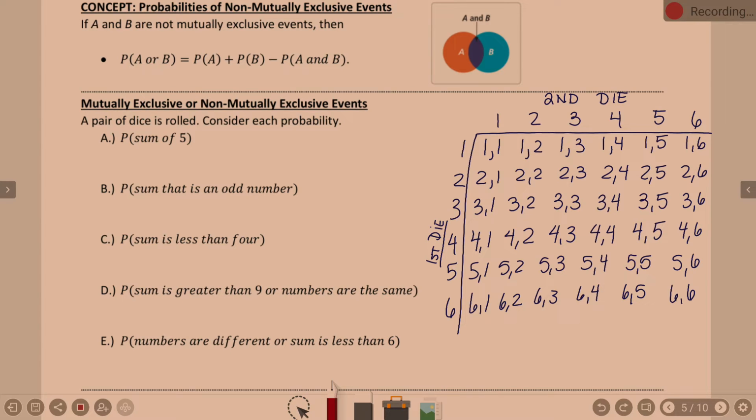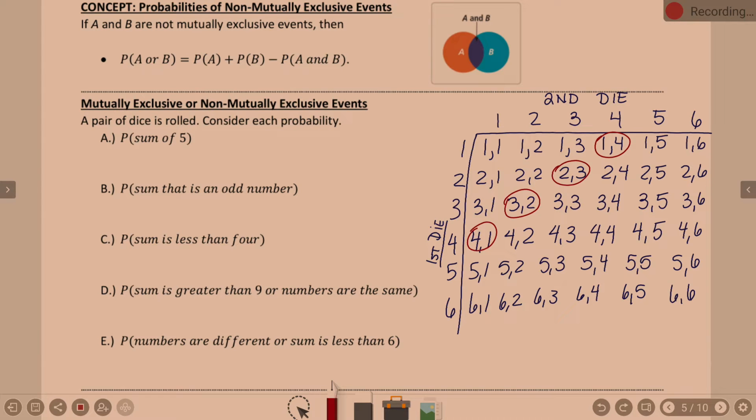Thoughts? On the probability of a sum of 5. I think we kind of talked about how many there were before we even did the chart. How many sums of 5 are there? One, 2, 3, 4.